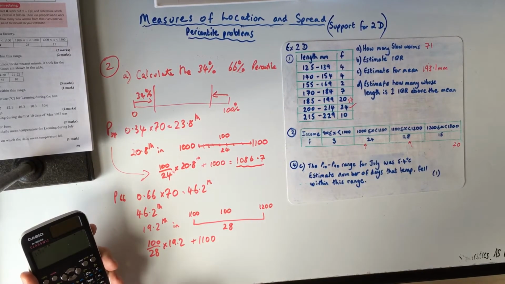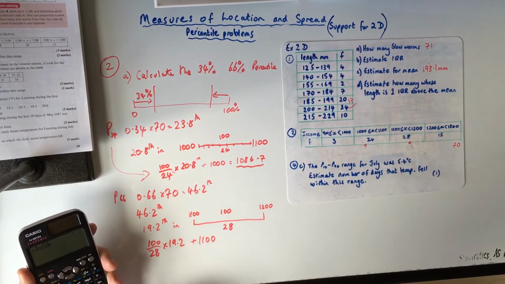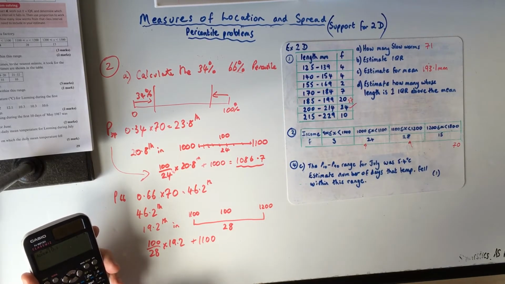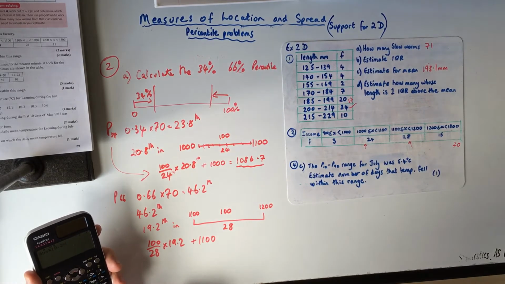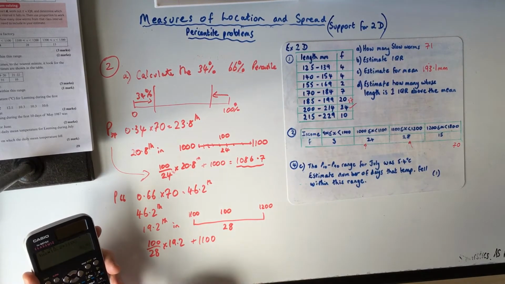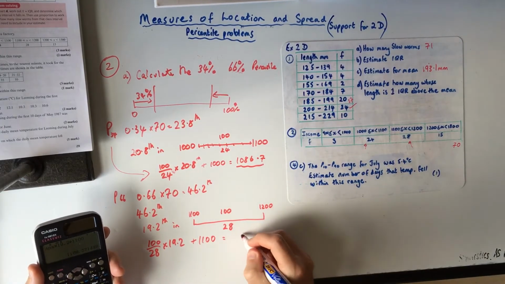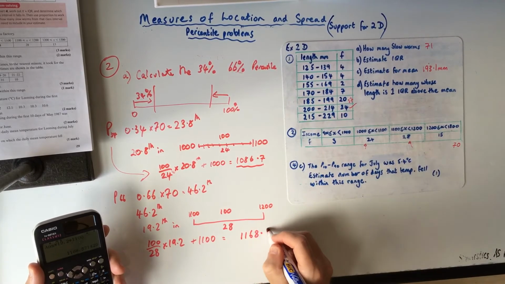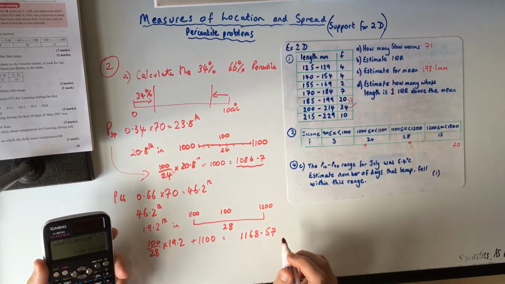So 100 divided by 28 people in that group. We want 19.2 of those positions into that, and then we're going to add that on to the start of the group, which is 1,100, and that gives us 1168.57.